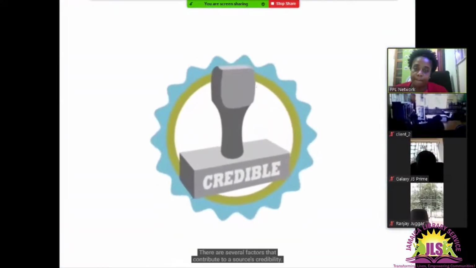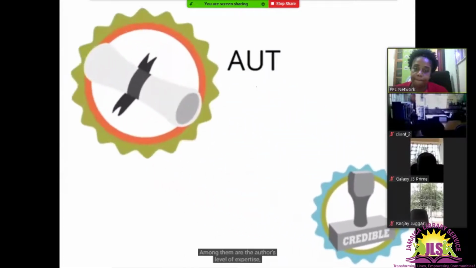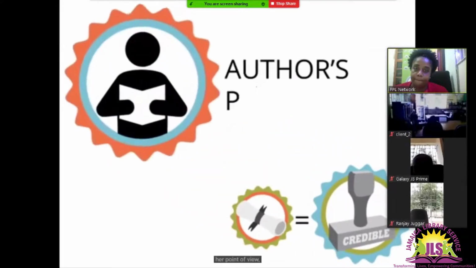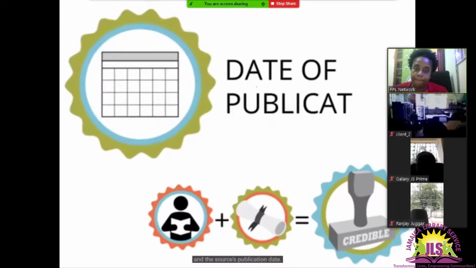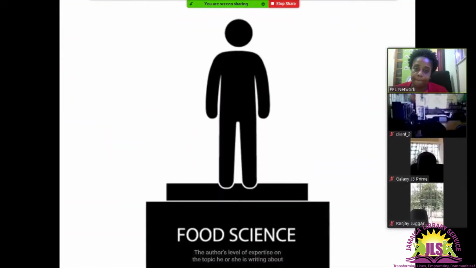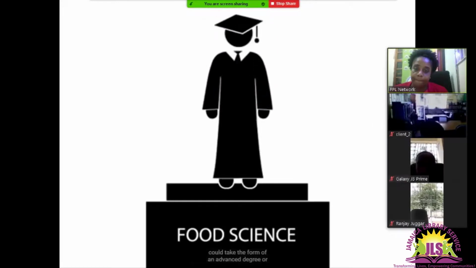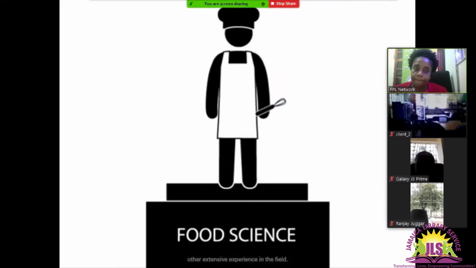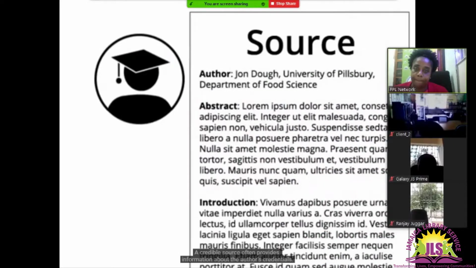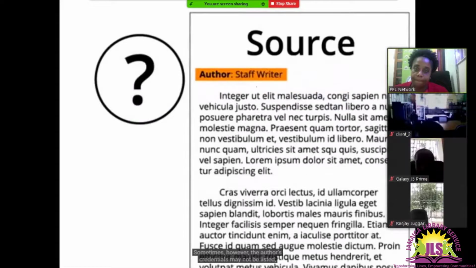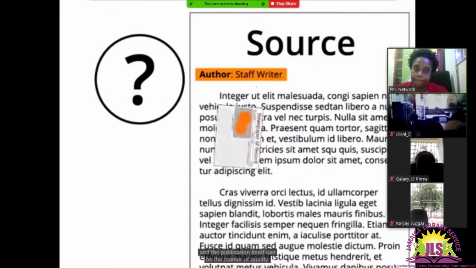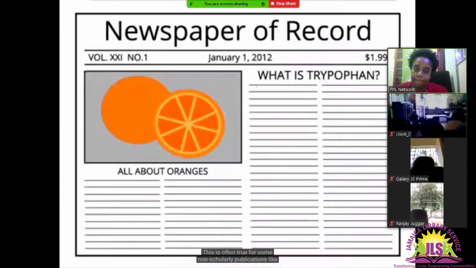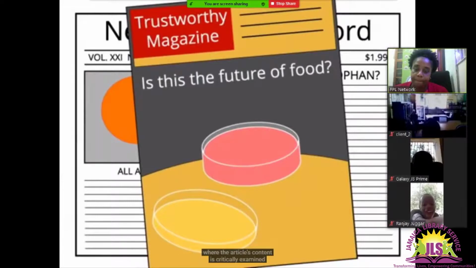There are several factors that contribute to a source's credibility. Among them are the author's level of expertise, her point of view, and the source's publication date. The author's level of expertise on the topic he or she is writing about could take the form of an advanced degree or other extensive experience in the field. A credible source often provides information about the author's credentials. Sometimes, however, the author's credentials may not be listed, and the publication itself can be the marker of quality. This is often true for some non-scholarly publications like well-respected newspapers and magazines, where the article's content is critically examined as part of the publication process.